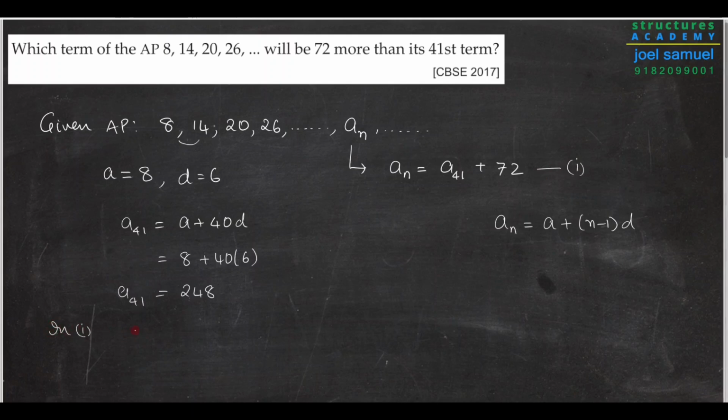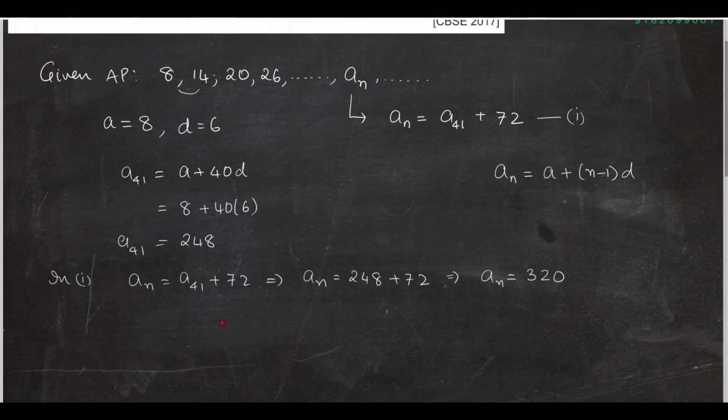In 1, a sub n is equal to a41 plus 72, which means a sub n is equal to 248 plus 72, which means the nth term is 320. Now let's find the value of n.